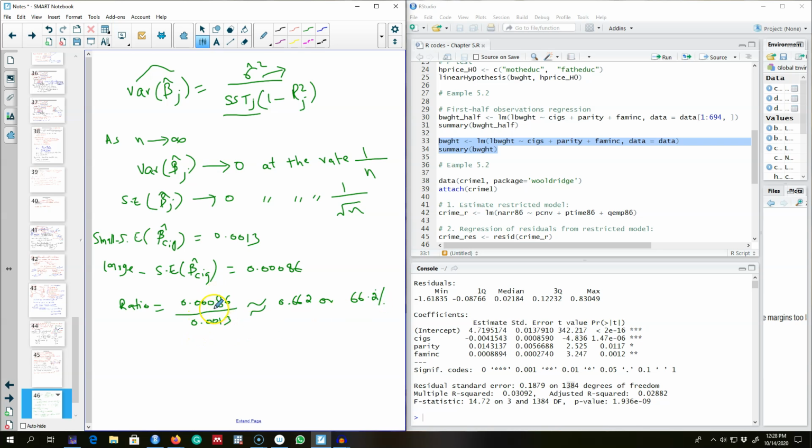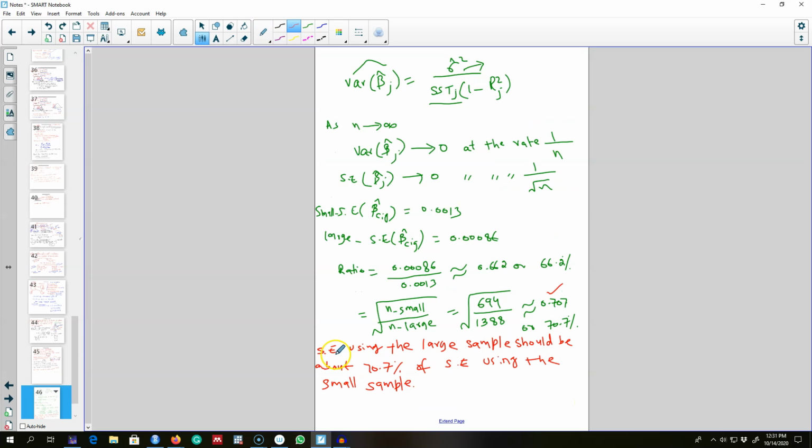Next, we are going to obtain the ratio between the number of observations in the small sample and the number of observations in the large sample, and take the square root of this ratio, because there are 694 observations in the small data and 1,388 observations in the larger sample. This gives us 0.707 or 70.7%. So what this means is that the standard error using the large sample should be about 70.7% of the standard error using the small sample.